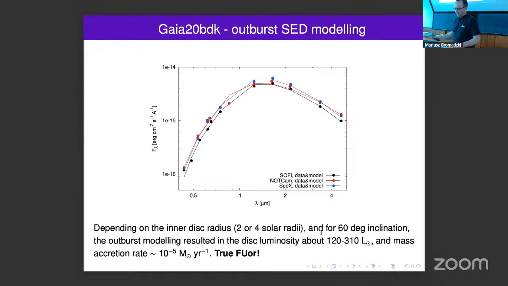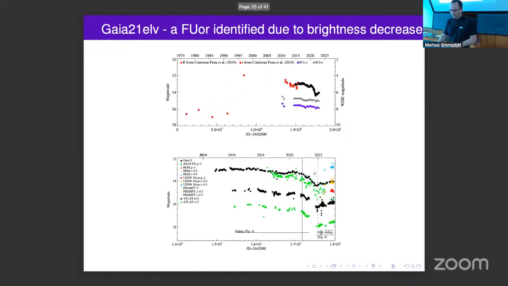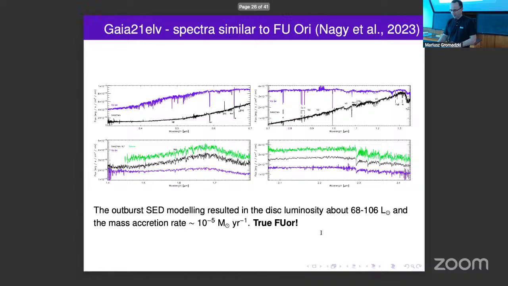So we obtained typical disk luminosity, which is seen among FU Ori-type stars, and the mass accretion rate, which is only true for FU Ori-type stars. Another case analyzed at Concoli was Gaia 21 ELV. The work was done by Zofie Nagy. She probably presented those results here in a separate talk some time ago. She also found that the star is a typical FU Ori-type star.